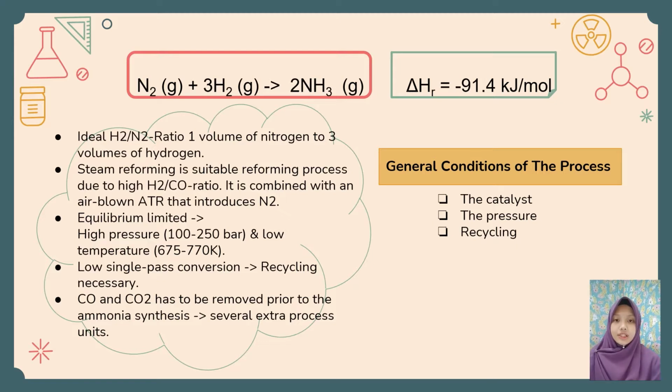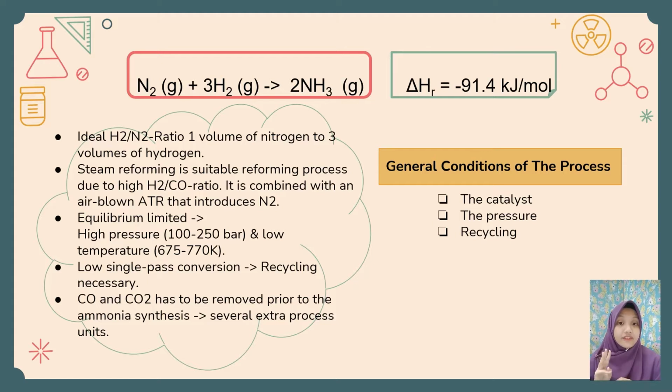General conditions of the process. There are three main parts in the general conditions of the Haber process. First, the catalyst. The catalyst is actually slightly more complicated than pure iron. It has potassium hydroxide added to it as a promoter, a substance that will increase its efficiency. And the second one, the pressure. The pressure varies from one manufacturing plant to another, but is always high.